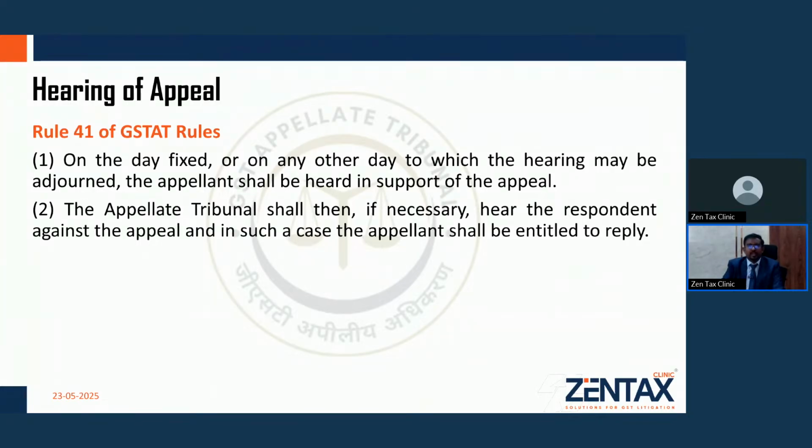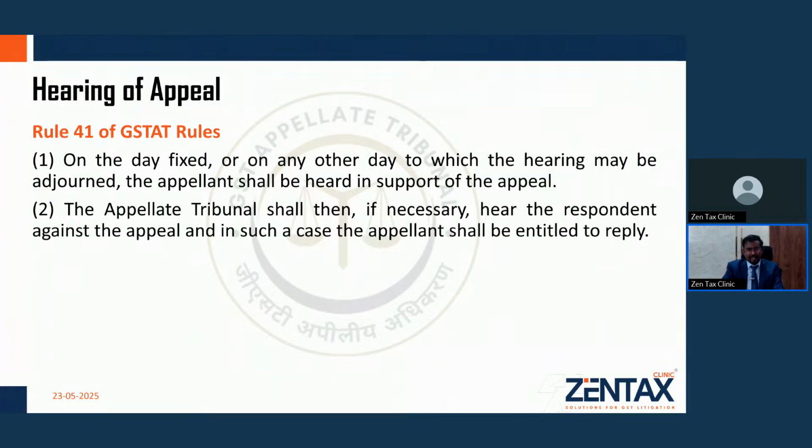Hearing of the appeal. So on the date of the hearing, the appeal may be heard or may be adjourned also, right? The appellant shall be heard or any other date to which the hearing may be adjourned. It can be adjournment. We have a separate provision. The appellant shall be heard in support of the appeal. So how does it practically happen?